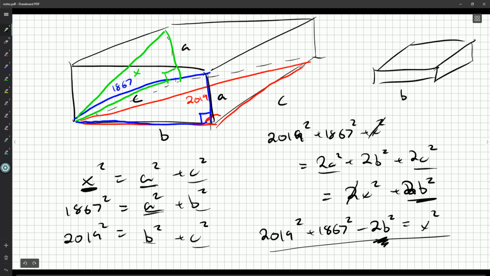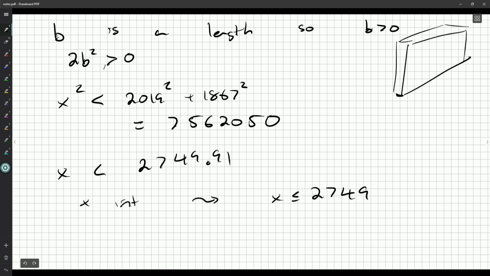Now, is there a way we could get sort of a lower bound for x? Maybe say x is something plus, not b squared, but maybe c squared or a squared or something like that. C squared's got to be the bigger one of the two, just based on my picture, because 2019 squared is bigger than 1867 squared. Could we do something like that?